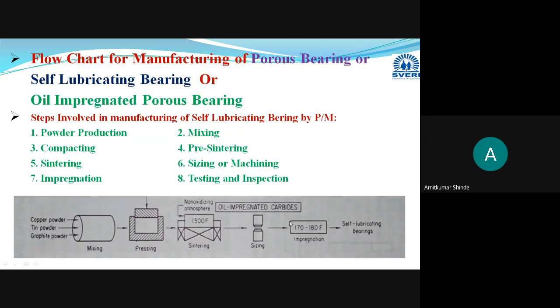Then the remaining operations like impregnation, testing, inspection, simply draw one rectangle. Below that you have to write the name of that stage, and whichever parameters or temperatures you have used, you have to indicate that in this box, and at the end you have to write the name of your final product.